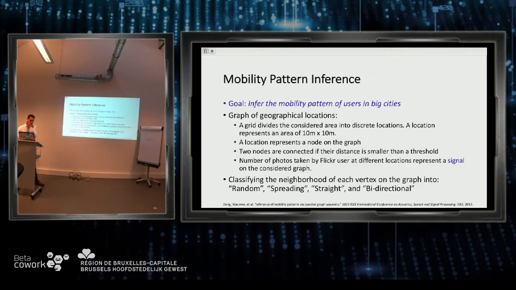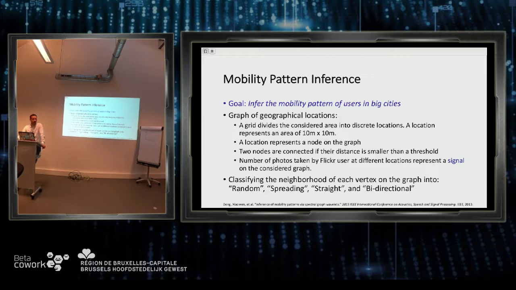Now, there are also studies that have used graph signal processing and graph analytics to infer the mobility patterns of users in a big city. Imagine, for instance, that you could classify how a person or a vehicle moves in the city with different mobility patterns.